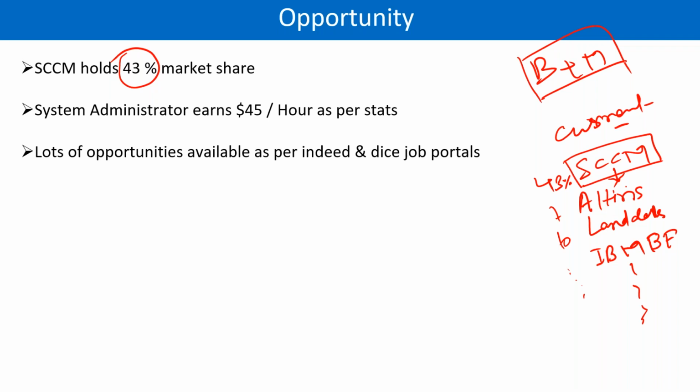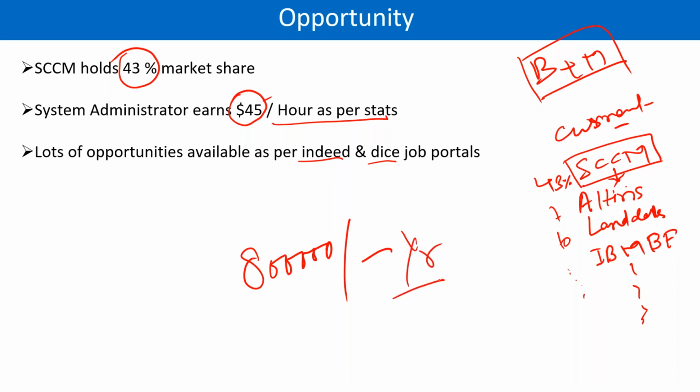Now, people who are working on SCCM profile as system administrator are earning somewhere around $45 as per the statistic. We have a lot of opportunities on Indeed and ICE job portals. These are the two leading job portals in US and Canada. Those who are in India can expect a salary of 800,000 Indian rupees per year. That's the average salary. It's not a fixed salary. It is the average salary they can expect. So some may be getting 20 lakhs, some may be getting 15, some may be getting 3, some may be getting 5. Based on that, we have identified this as per the statistic.